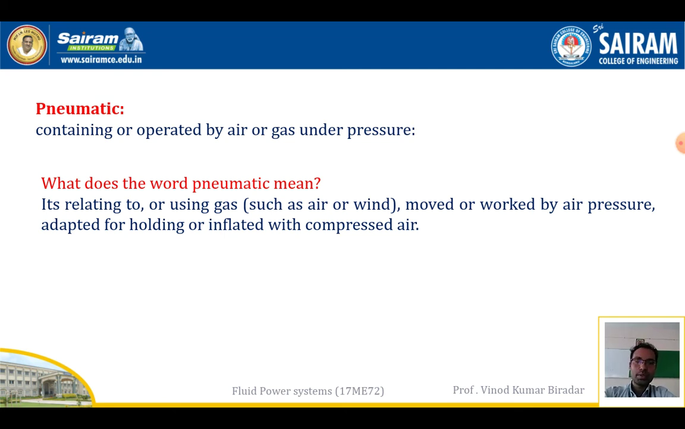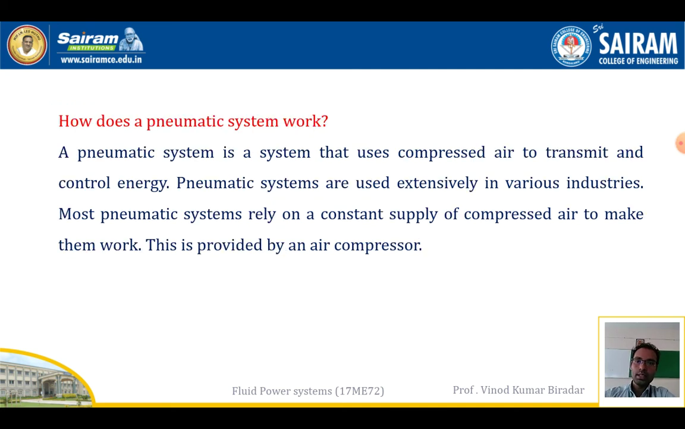Just to understand, pneumatic is nothing but it works with the help of some fluid, that is gas or wind or air, compressed air. Next question is, how does a pneumatic system work? This is also very important. A pneumatic system is a system that uses compressed air to transmit and control the energy in a given system. Pneumatic systems are used extensively in various industries. Most pneumatic systems rely on a constant supply of compressed air to make them work. This is provided by an air compressor.